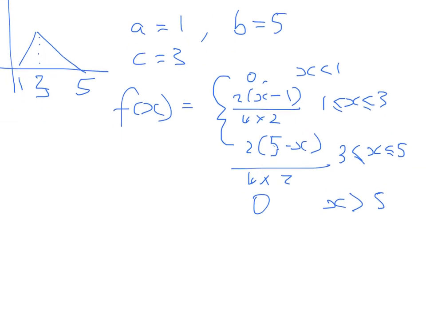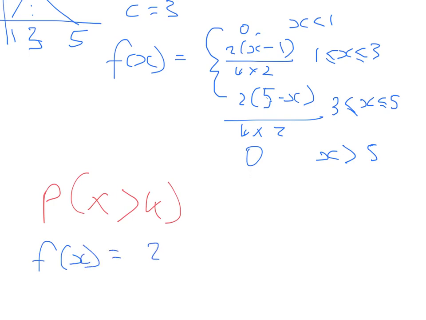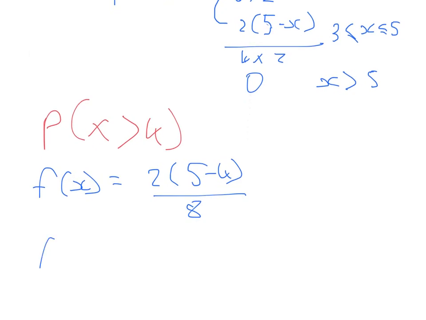Okay. So in this one here, if we wanted to find the probability that x is greater than 4, well, we've got to think about where that 4 lies. Well, 4 is in this range here, where it's between 3 and 5, so therefore we need to use this equation here to find our height. All right. So f of x equals 2 lots of 5 minus 4 all over 8. So our height, f of x, equals 2 lots of 1 over 4, which is 1/4.